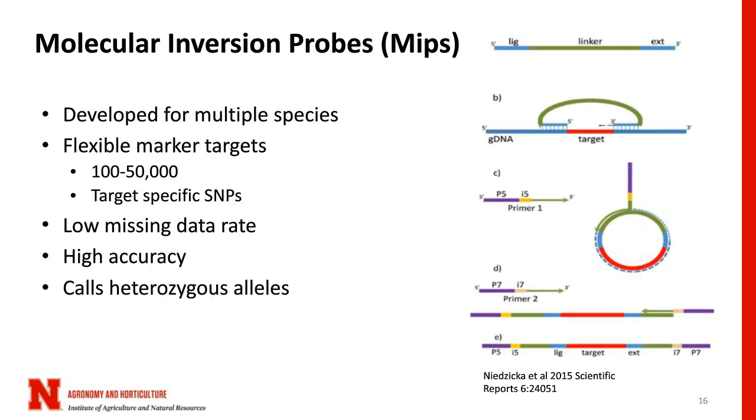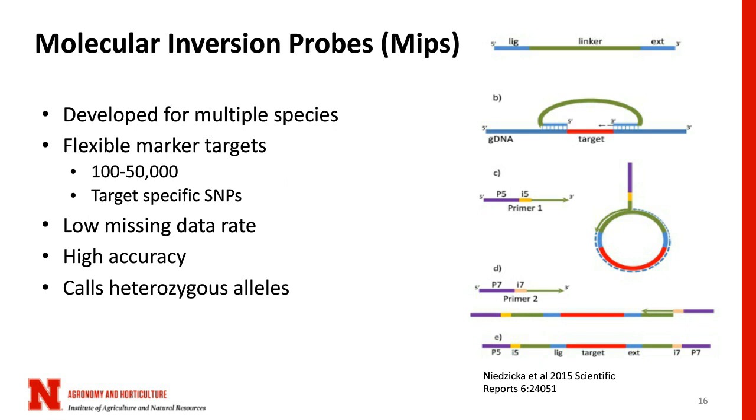So the technology that we decided to explore in my lab was molecular inversion probes, or MIPs. It's been developed for multiple species, first in humans. It has flexible marker targets, from 100 markers up to 50,000 markers, and it targets specific SNPs. So you can actually select the SNPs; you're not just getting random SNPs. In the literature, it had a low missing data rate, so the data you get back look more like array data than the restriction enzyme type GBS data that you see. It's got high accuracy, and it can call heterozygous alleles.